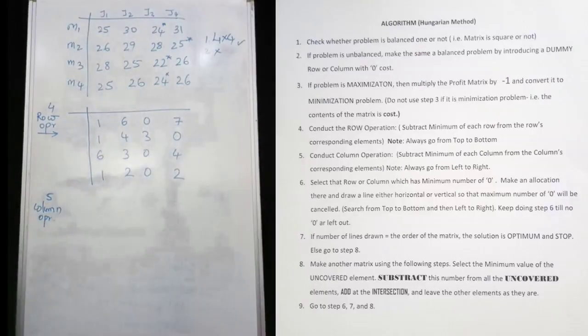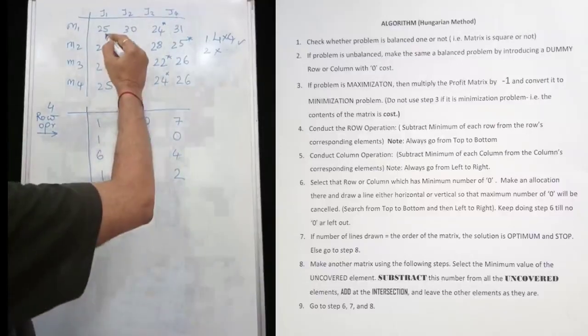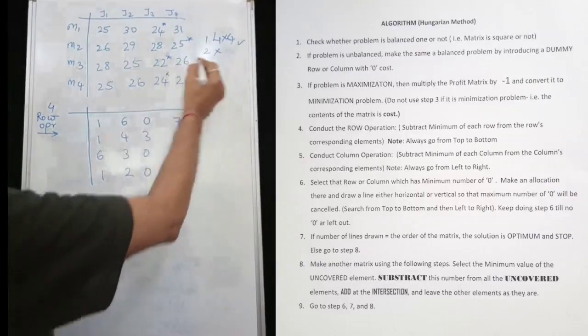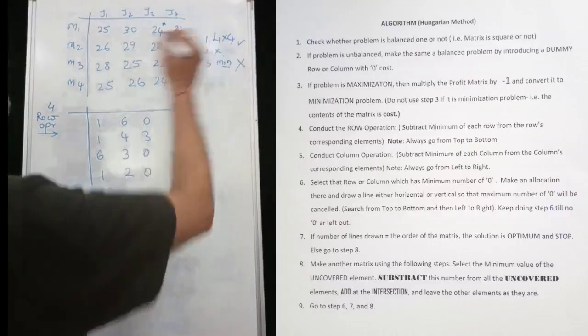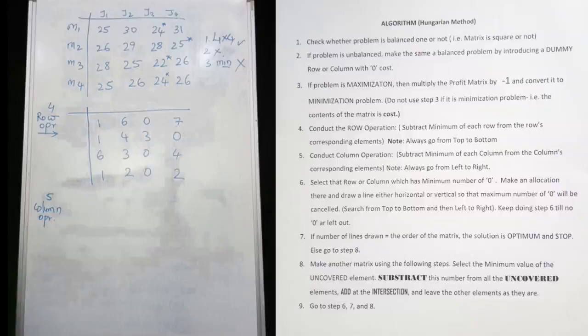So what does step number 3 say in our algorithm? It says if the problem is maximization, then multiply the profit matrix by -1. So I know that cost is given, so the problem is a minimization problem. Since it is a minimization problem, I did not do step number 3. So I'm left with step number 4, and let's continue with the problem.